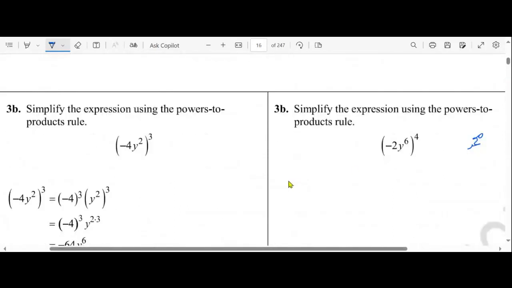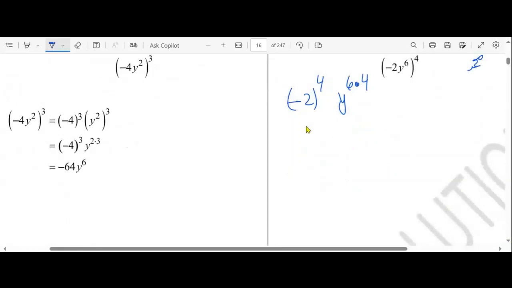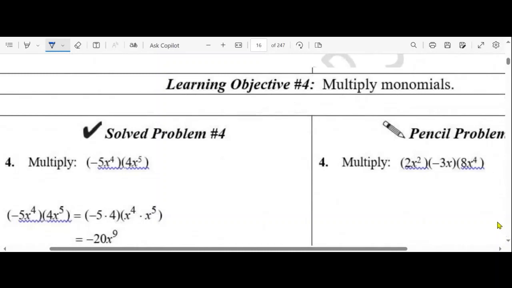Muhammad. Negative 2 to the power of 4, right? 2 times what, 4 equals what? 16. Negative 2 to the 16. Easy? Yalla, next one. Your name? Abdullah. Yalla, Abdullah.